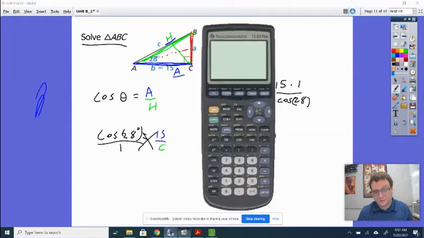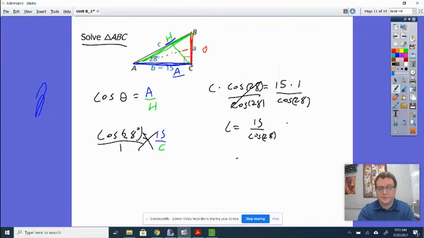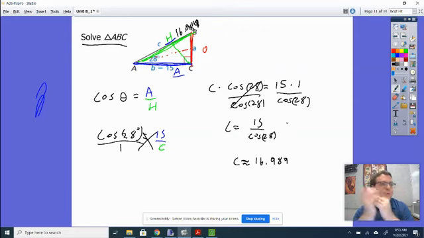So go into my calculator. It's going to do all the work for me. So 15 divided by cosine of 28. Okay, and I get 16.988 or 16.989. Okay, and I do want 3 decimal places, and you'll see why on this problem. So 16.989. Now at this point, we've got two choices on how to get that last side.